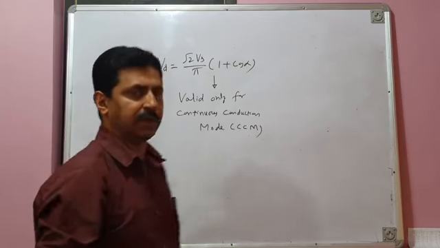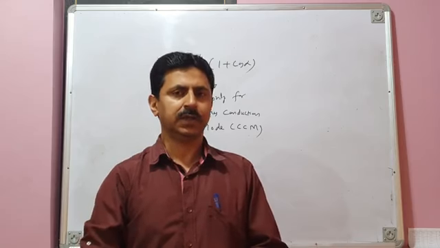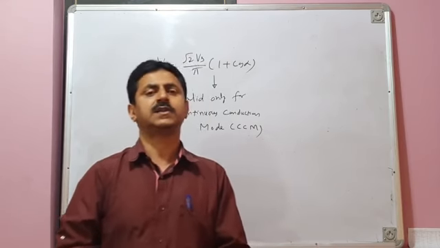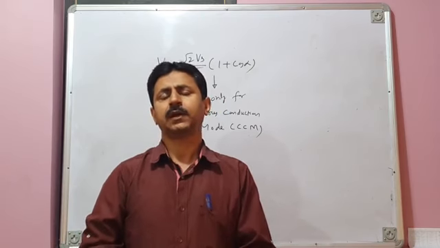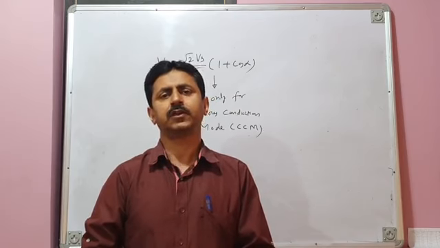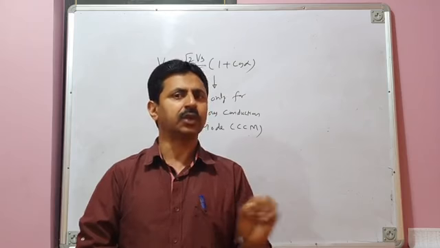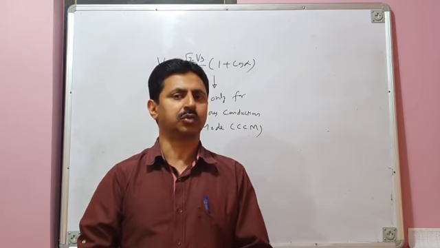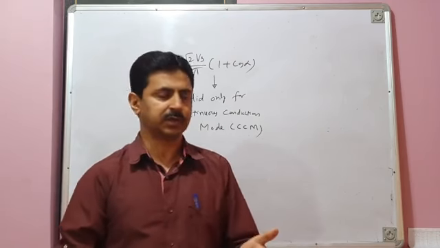So there are two different modes of operation of the converter. One is called continuous conduction mode of operation and another is discontinuous conduction mode of operation. Whether the converter is operating in continuous conduction mode or in discontinuous conduction mode depends upon the load current. If load current is continuously flowing, then we call it continuous conduction mode of operation. And if load current is discontinuous, we call it discontinuous conduction mode of operation.